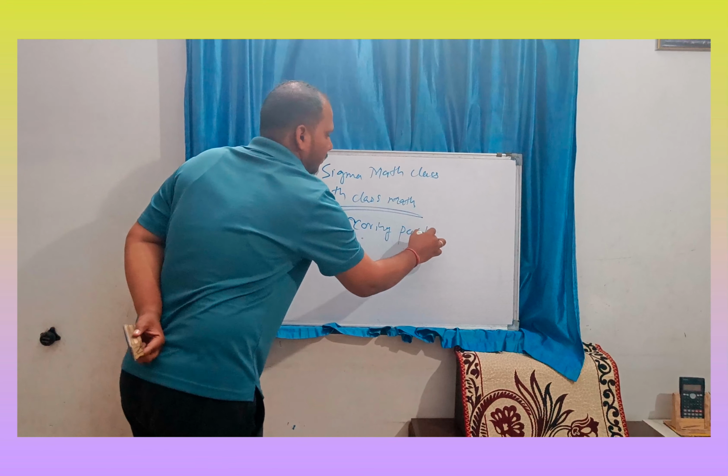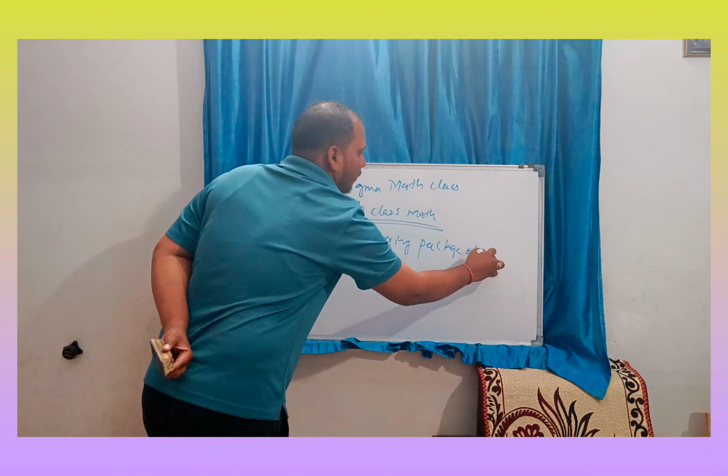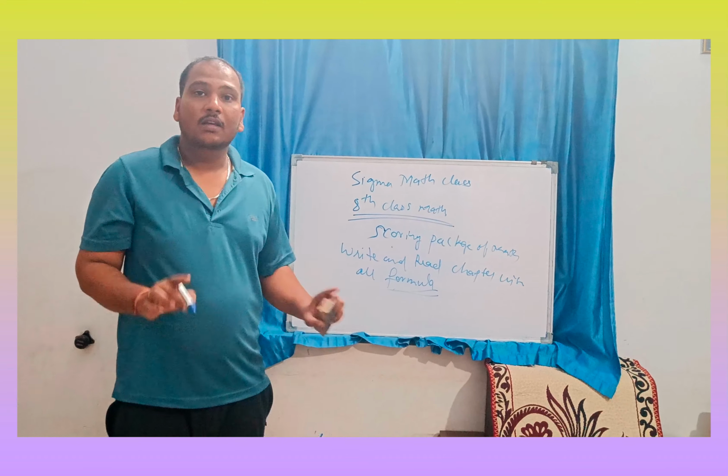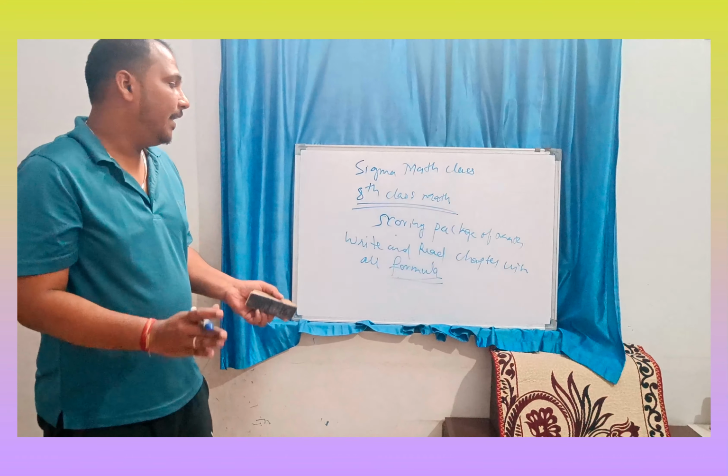The scoring package of maths. First, chapter wise, you write and read all the formulas. You take the 8th class textbook, first write the formulas chapter wise and then read them. Then you will get 10 marks.